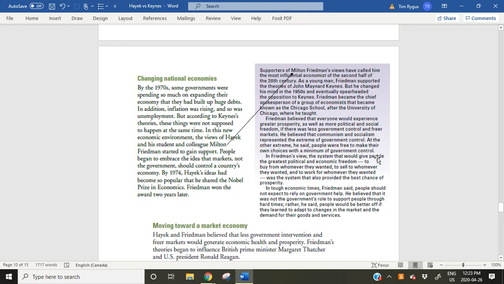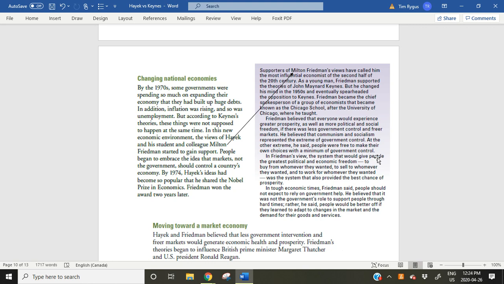So what sort of changes happened? By the 70s, some governments were spending so much on expanding their economy, they built up huge debts. In addition, inflation was rising, and so was unemployment. According to Keynes' theories, though, these things were not supposed to happen at the same time. You weren't supposed to have unemployment and inflation occurring together. Inflation usually is caused by there being too much money in the economy. So having unemployment and inflation was disproving some of Keynes's theories.